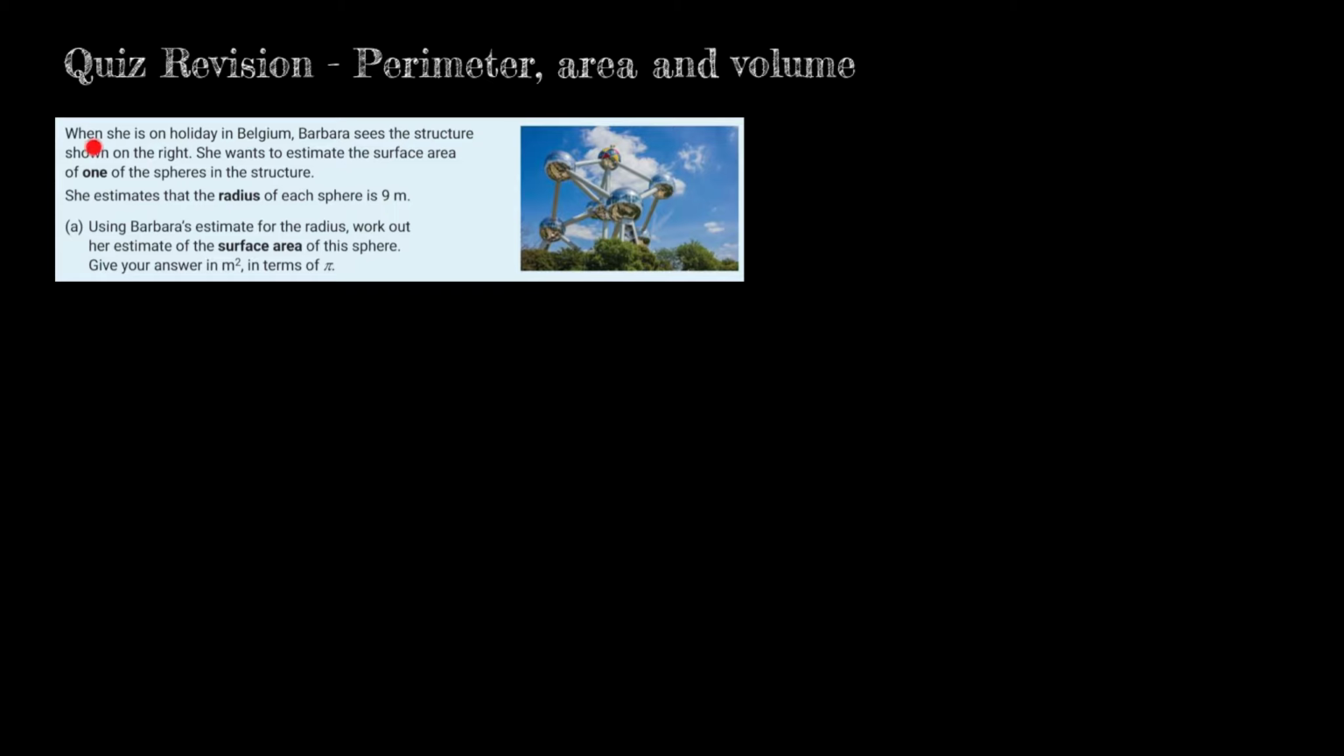Okay, so when she is on holidays in Belgium, Barbara sees the structure shown on the right. She wants to estimate the surface area of one of the spheres of the structure. She estimates that the radius of each sphere is 9 meters. So the radius of the sphere is 9 meters. Using Barbara's estimate for the radius, work out her estimate for the surface area of this sphere.